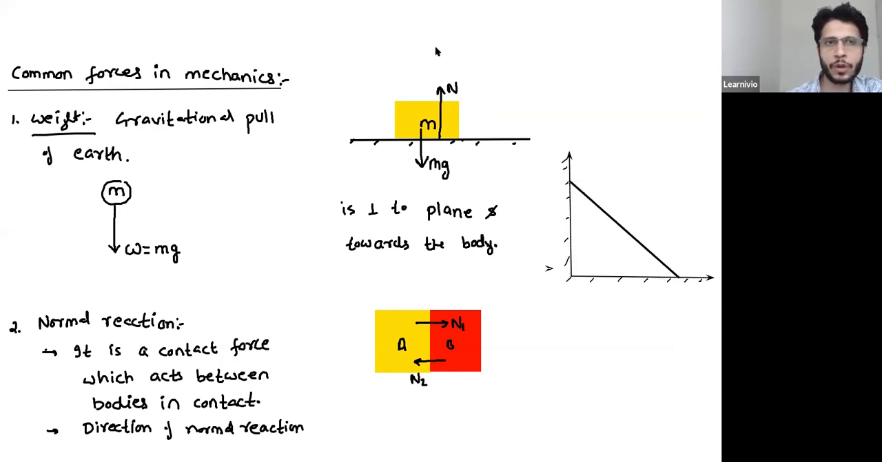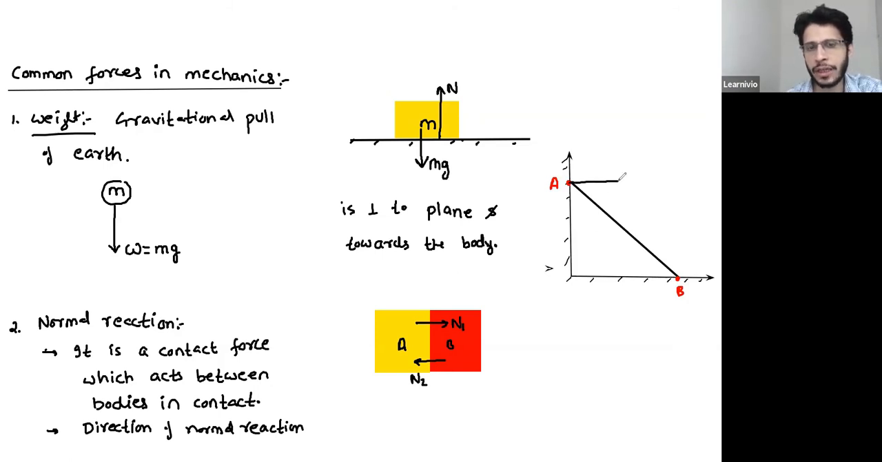So here you have two contacts. One here, another here. So if you have two contacts, that will mean two normal reactions. And the directions of both the normal reactions are perpendicular to the surface and towards the body.